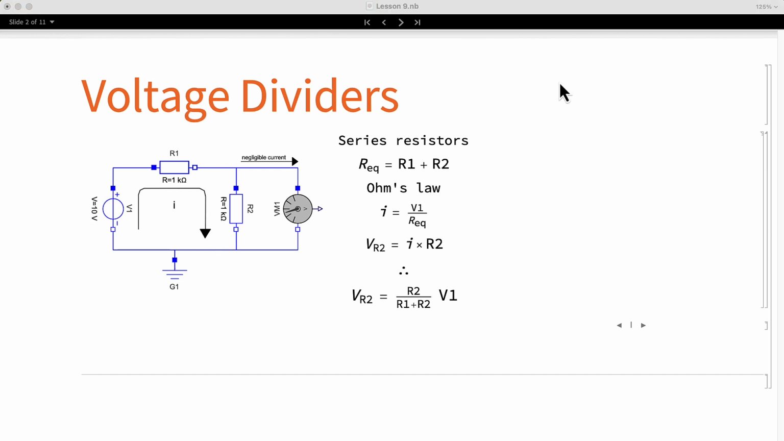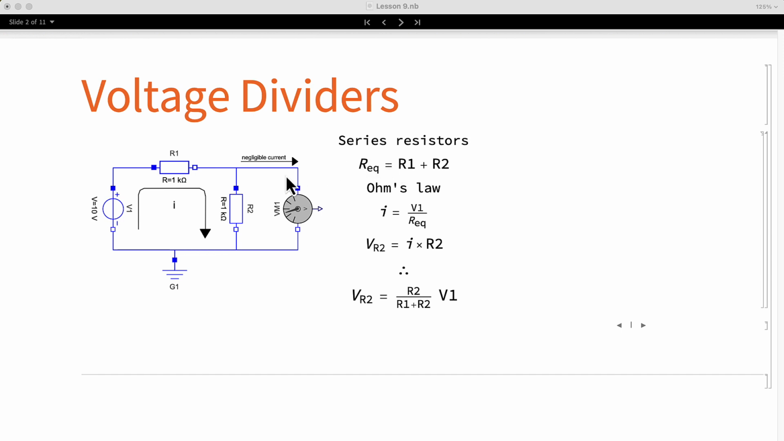Let's try to calculate what's the voltage of resistor 2. In order to do that, first we need to calculate what's the current I that flows through both resistors. And for that, we need to calculate what's the equivalent resistance. If you remember the last lesson, we can do that by adding the individual values of the two resistors. That gives us this equivalent resistor.